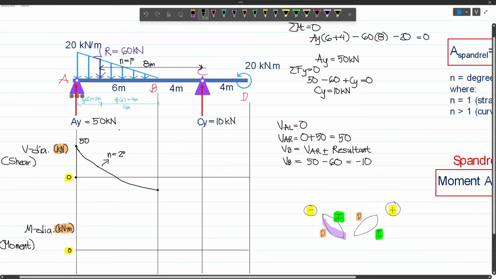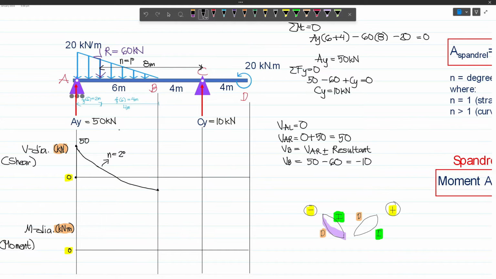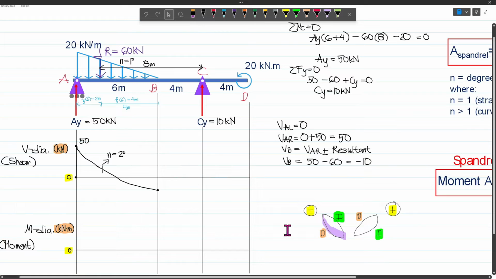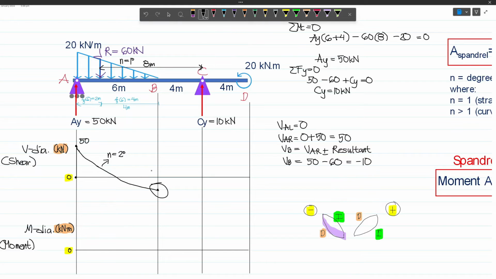Now again, dito usually nagkakamali yung mga students, because when they are solving the areas for the moment diagram, they will treat this one as a spandrel, this area. However, that's not the case. But let's just explore that one later. And so let's continue dito sa shear diagram natin.